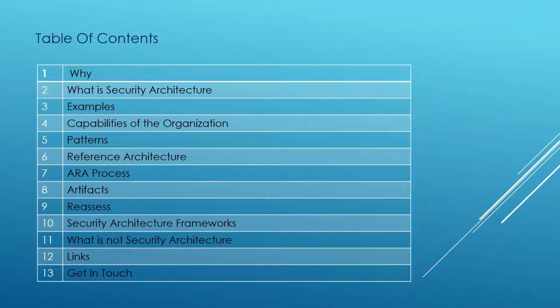Here is a quick overview of the table of contents: why organizations need security architecture, what is security architecture, and a few examples where things may have gone wrong. Then we will talk about the pillars of security architecture, which are capabilities, patterns, and reference architecture. Then the architecture risk analysis process, and then security architecture frameworks.